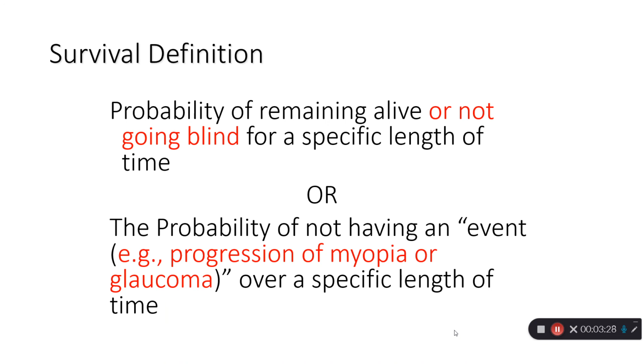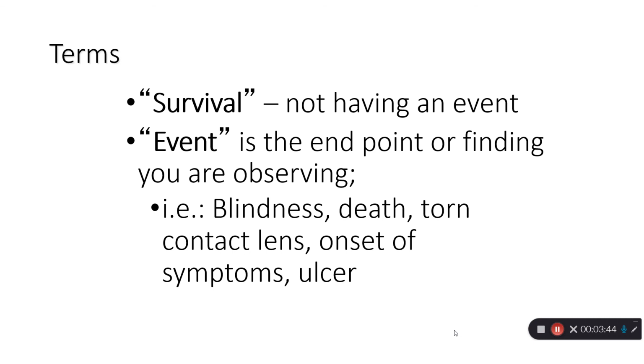So let's look at some definitions. Survival is the probability of remaining alive or not going blind for a specific length of time. It is the probability of not having an event, i.e. progression of myopia or progression of glaucoma over a specific length of time. That's the survival definition. Survival is not having an event. Event is the endpoint at which our findings are observed. Examples of endpoints are blindness, death, torn contacts, onset of symptoms, development of corneal ulcers.